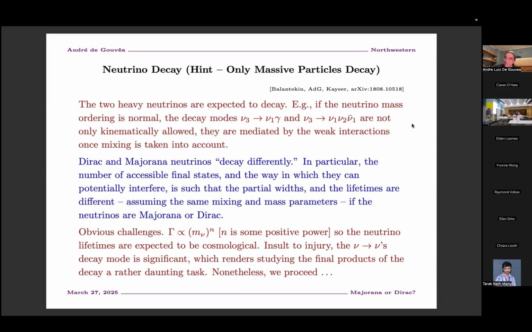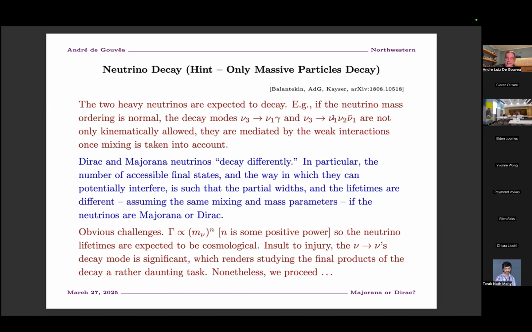Of course, if you have new physics, that can change dramatically because the bounds on the neutrino lifetime are not 10 to the 40 years. They are very, very different. So it's an exciting thing to think about neutrino decay. And my job here is just to tell you how neutrino decay can distinguish Majorana from Dirac neutrinos.